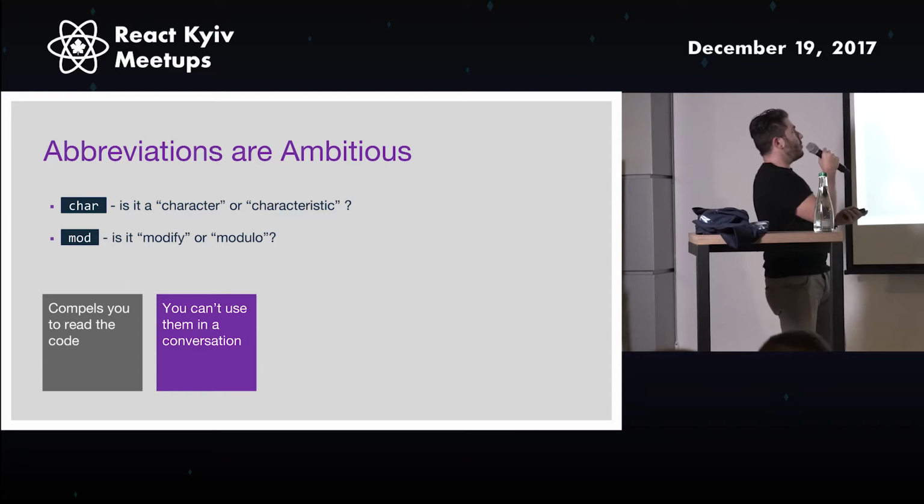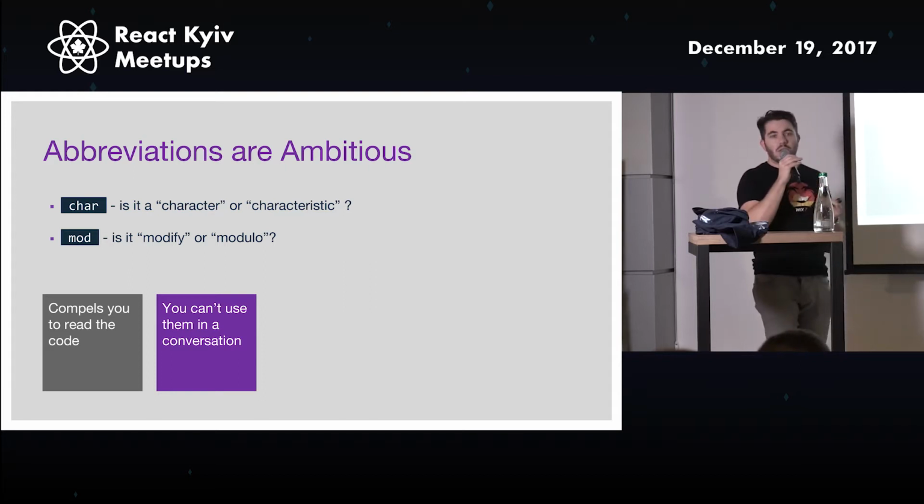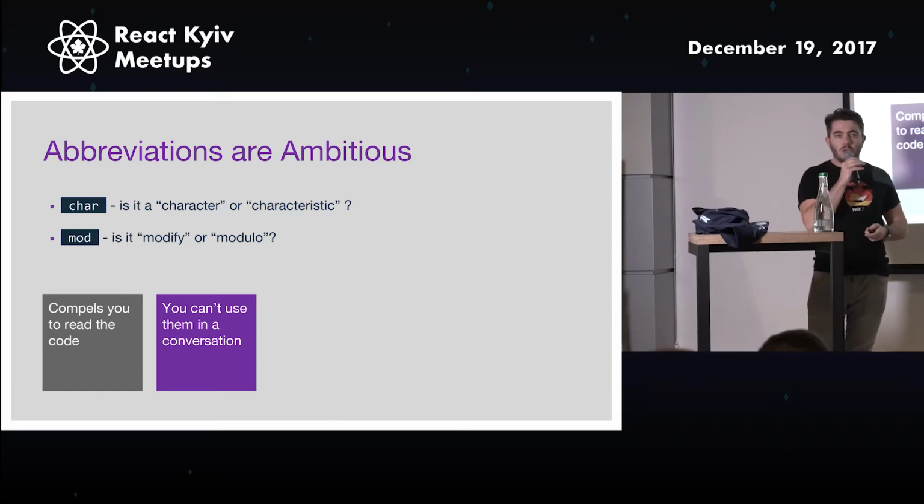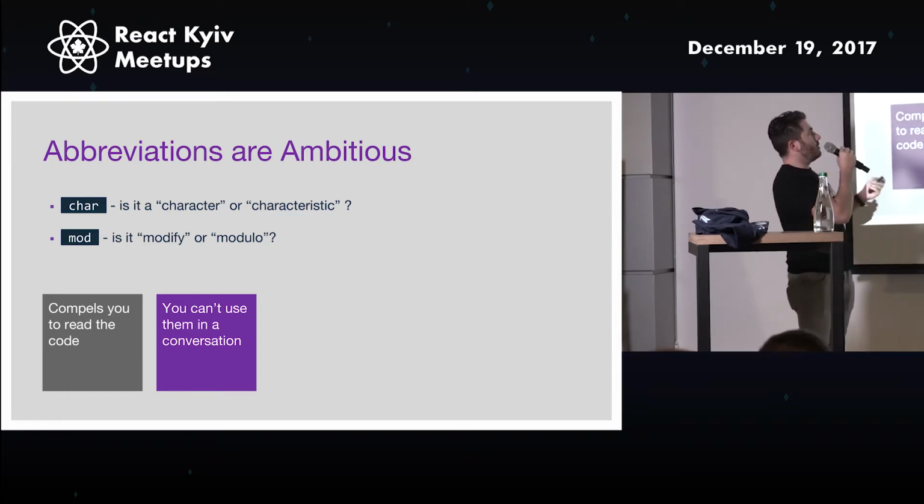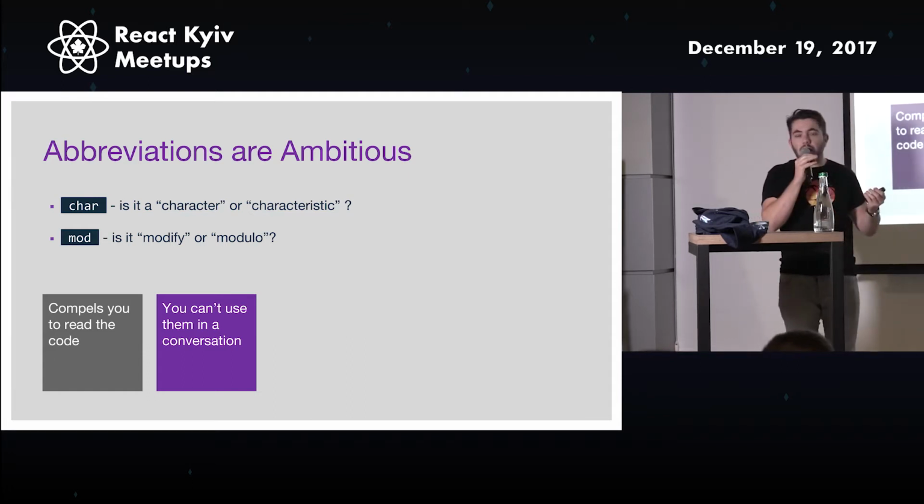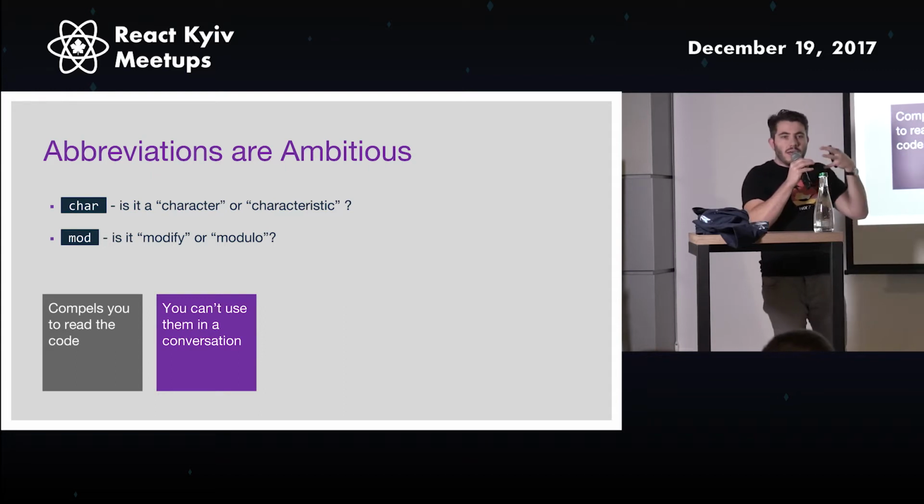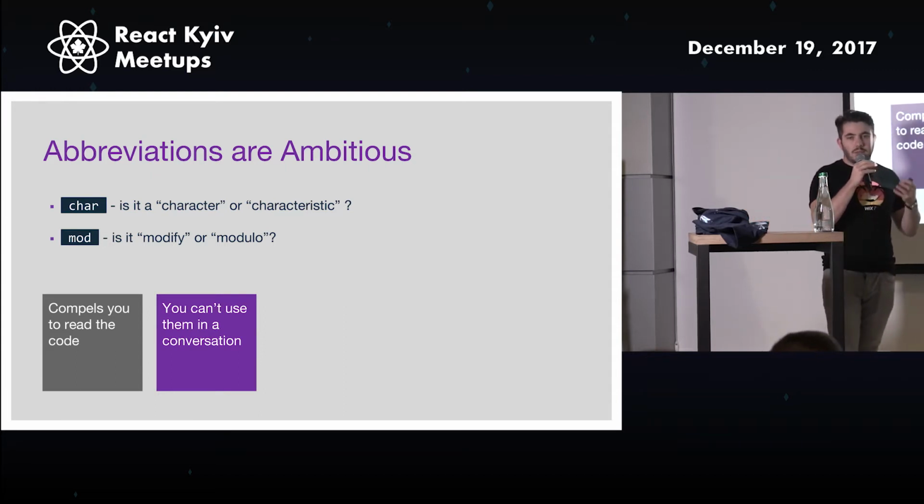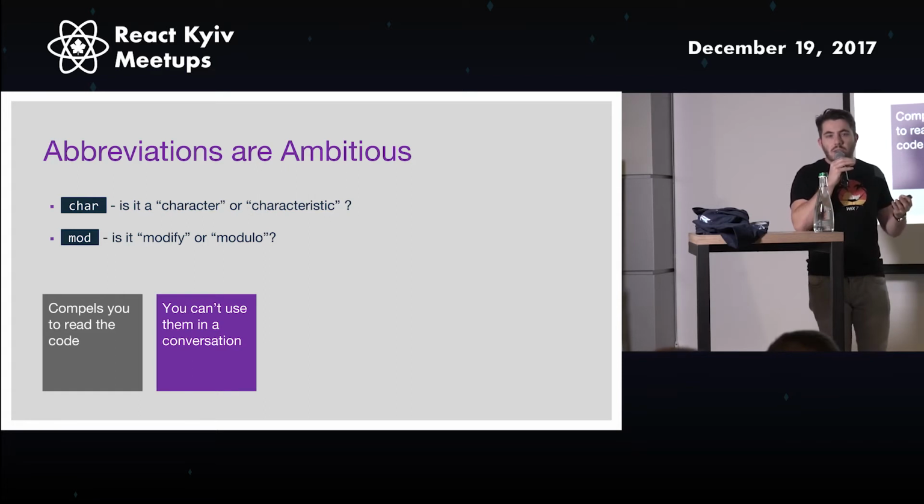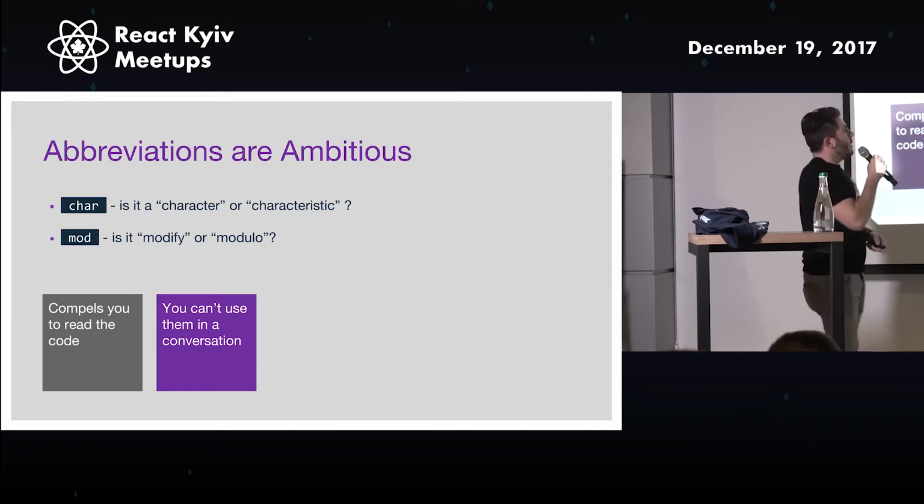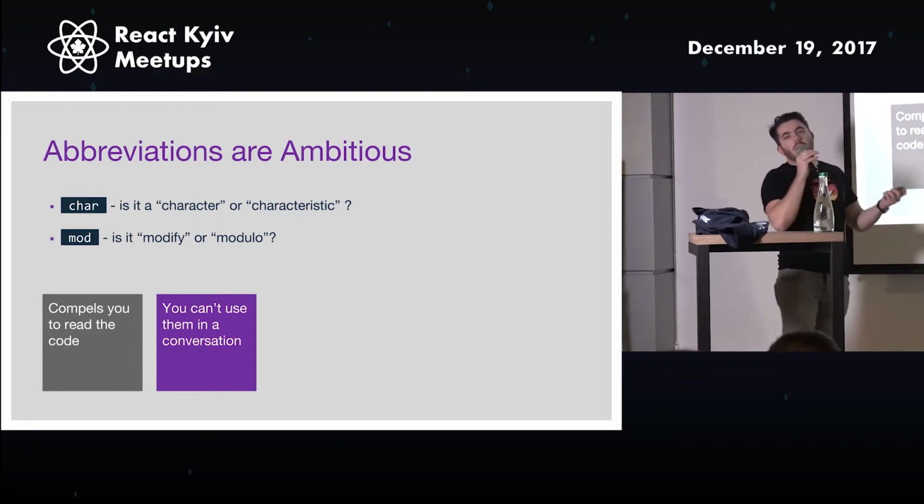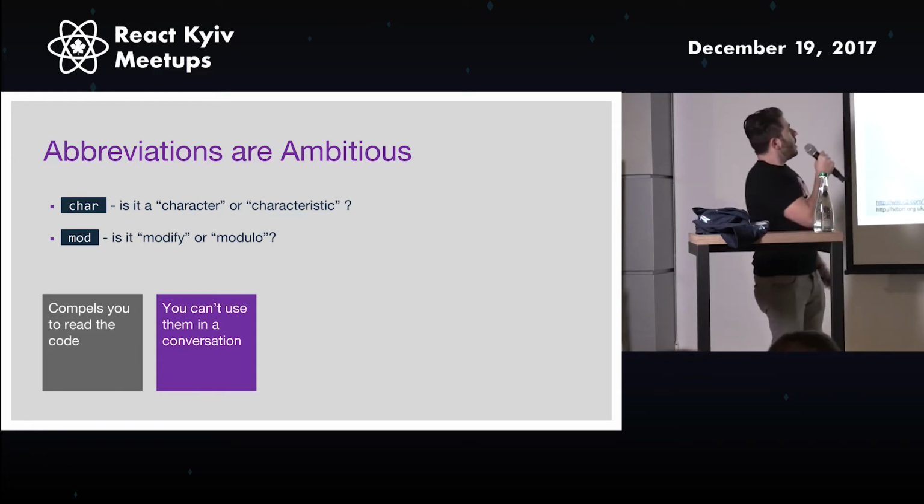Abbreviations. These are pretty simple. Like, what is char, right? If I had a conversation with you, do you know what char is? Is it character, characteristic? What is mode? Is it module, modify? Again this will cause me to go and look inside the implementation. And if I have to do this, what's the point of encapsulation? Why do we even have encapsulation, right? Let's write everything in a single file and be done with it, right? And as I said, you cannot use them in conversation. Too many words.